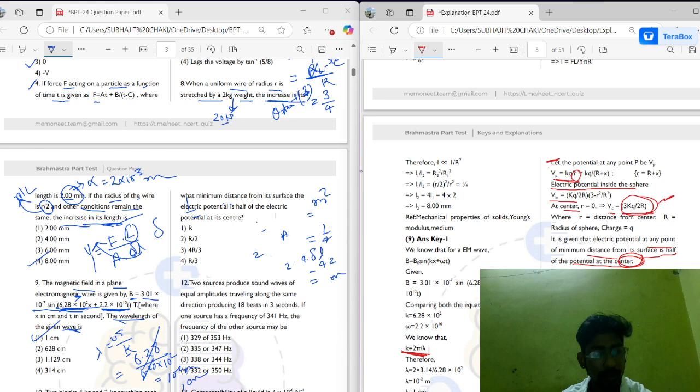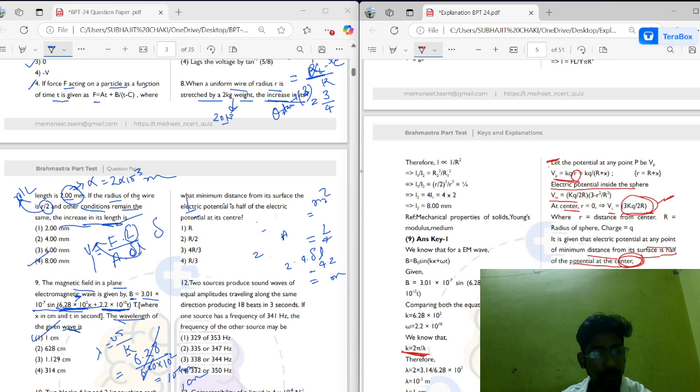A plane mirror is put perpendicular to the principal axis of the lens at a distance 40 cm from it. The final image will be formed at a distance of what? Now, this is the image we get, and this is the 60 cm distance from the lens.